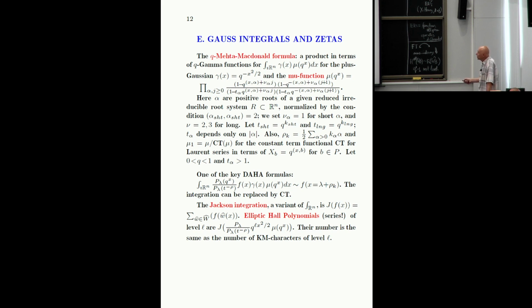We have two types of roots here, two lengths, short and long, and this is a general formula for long and short roots. T alpha means it depends only on the length of the root here. So here we are, the mu function, which makes it operate. What is DAHA? Can I give a definition?